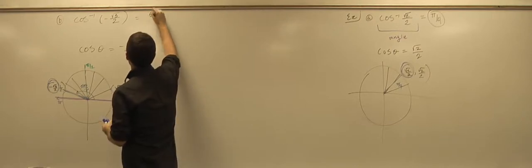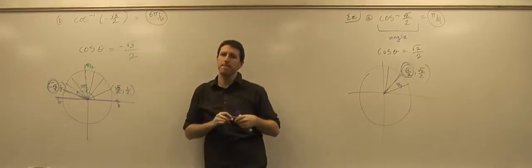And what were the barriers for tangent again? Pi over 2 and negative pi over 2.